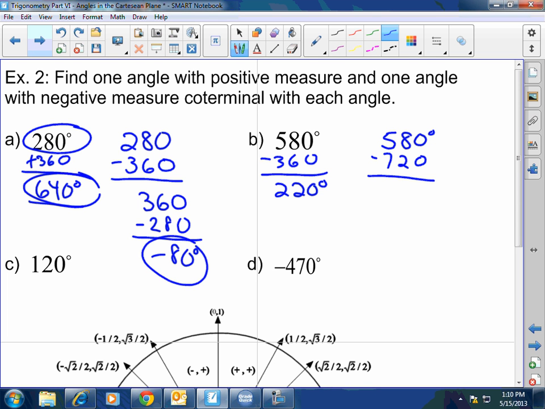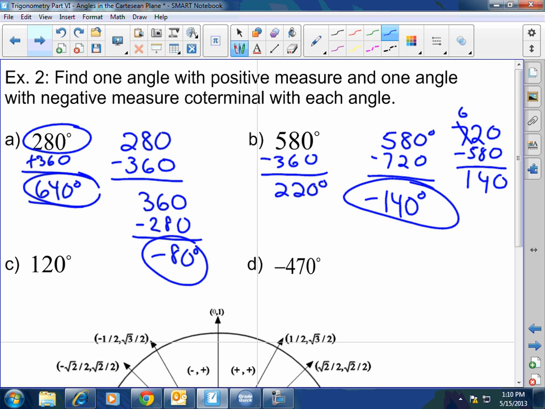When you're adding numbers with opposite signs, you subtract as normal: it's the large number minus the small number, and then you keep the sign of the largest absolute value. So here, this would be negative 140. Does that make sense, guys? So negative 140, 220, and 580 all have the same value.